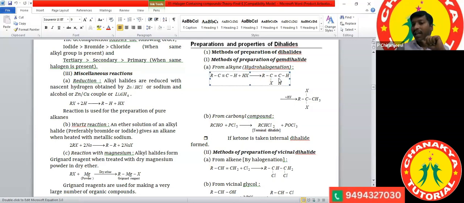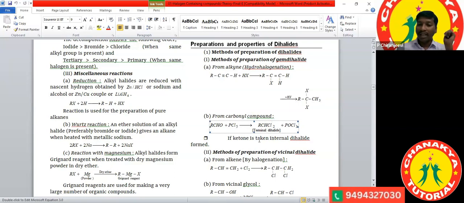Again it is an alkene. If it is treated again with hydrogen halide, it forms a geminal dihalide only. Geminal means two halogens are attached to the same carbon atom. One more method they have given is from the carbonyl compound. When carbonyl compounds are treated with PCl5, it forms RCHCl2 plus POCl3. By using this method also we can prepare geminal dihalides.